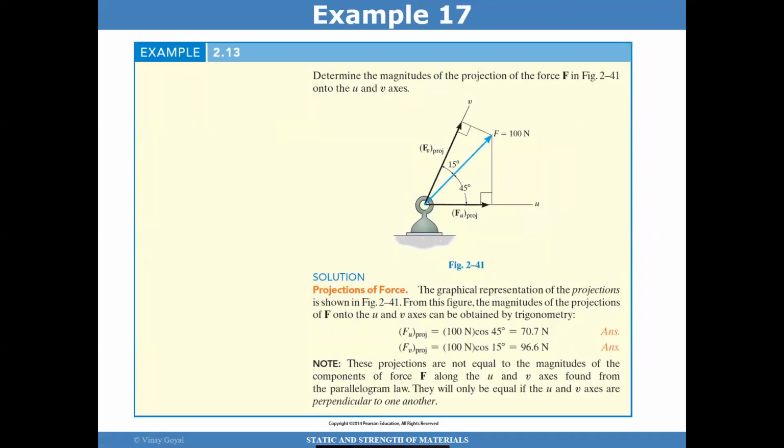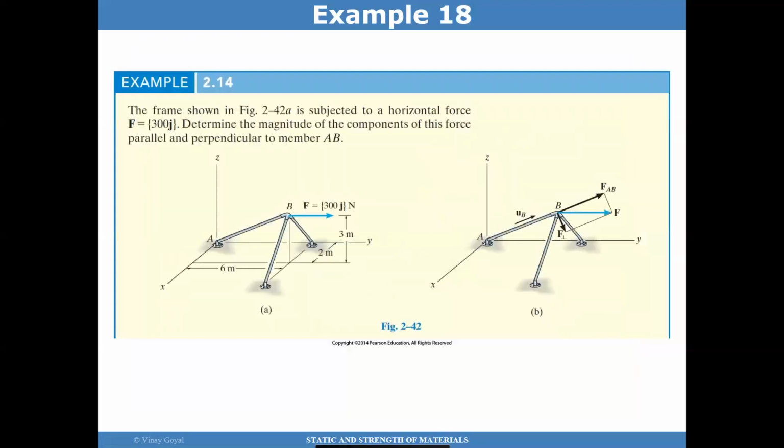Example 17 is to determine the magnitudes of the projection of the force F, this force F, onto the U and V axis. So that's simply 100 newtons times cosine 15, and then 100 newtons times cosine 45. So it's a very simple problem, how to project a vector of 100 newtons onto two axes. Example 18 is perhaps a little bit more complex, but not that hard.